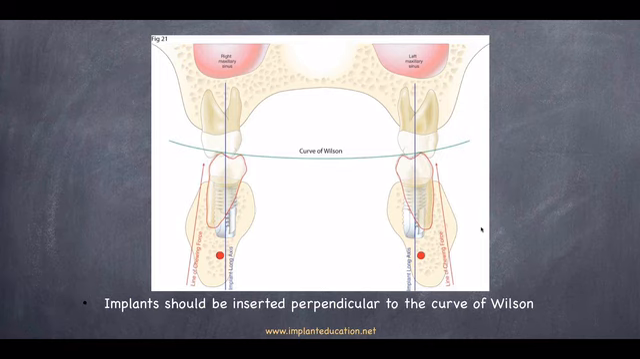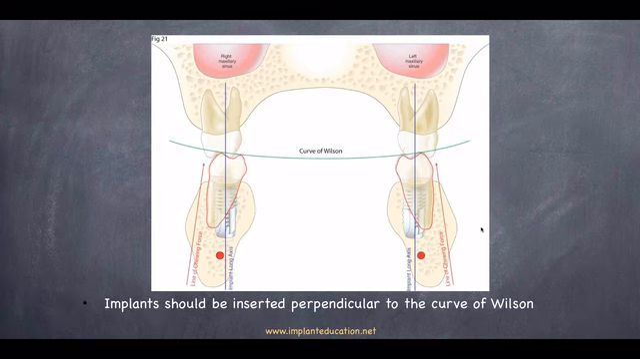You're probably going to tilt, perpendicular to the curve of Wilson anyway, when you are doing posterior mandibular implants, because in most cases you have some kind of submandibular fossa that you would like to avoid, and you have to do a slight tilt, not too much, and maybe slightly shorter implants to avoid that fossa if it is too prominent.